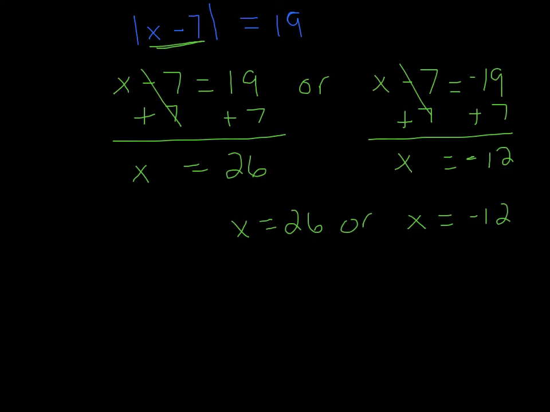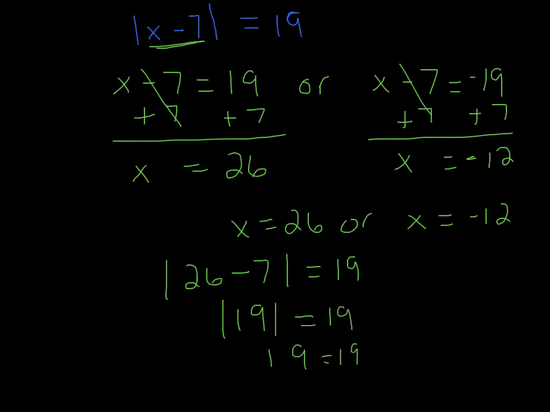Because if you put 26 back in there, 26 minus 7 is 19. The absolute value of 19 is 19, so 19 equals 19. And over here, we have negative 12 minus 7, which is negative 19. So the absolute value of negative 19 is equal to 19, so 19 equals 19. So they both work out. You have to make sure you're checking your work as you go along.